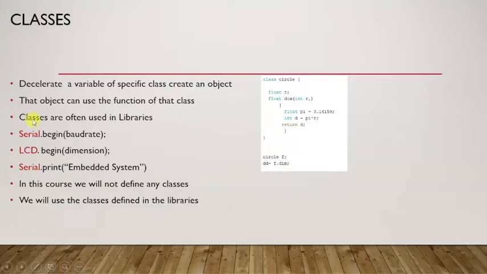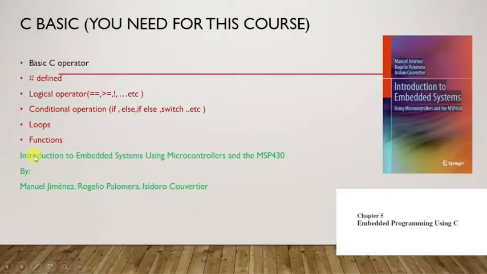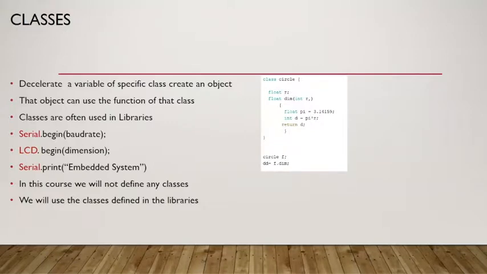So classes are very important in embedded systems. In programming embedded systems, they make it easy for you. When I install this LCD library, I don't have to worry about how to write on the LCD or print some text. The LCD has a function, .write, and we can write on the LCD. In this course, we will not define any classes. We will use the classes already defined in the library.